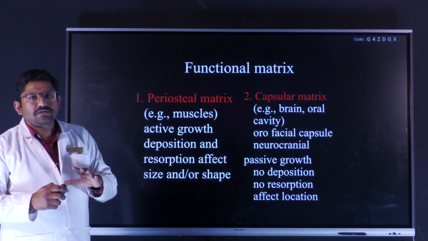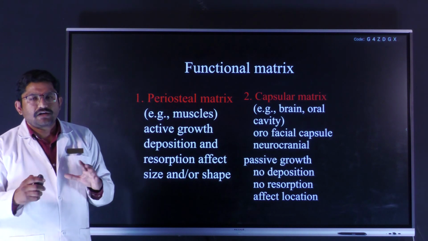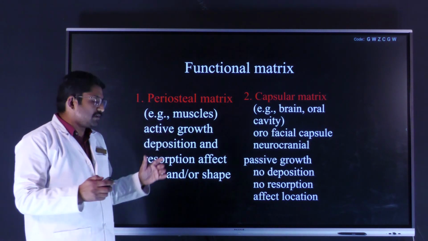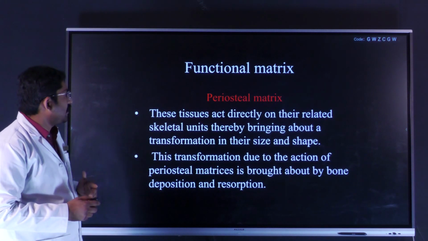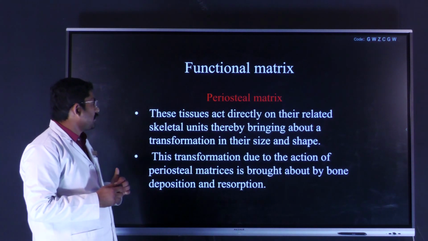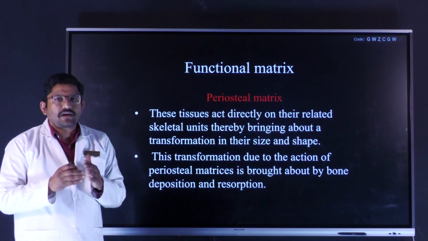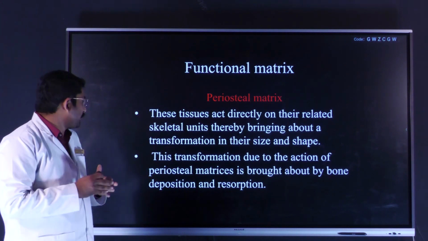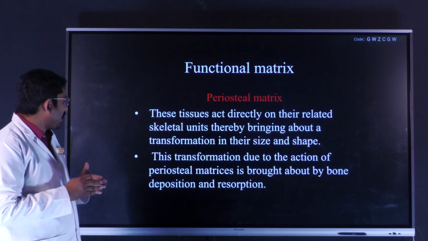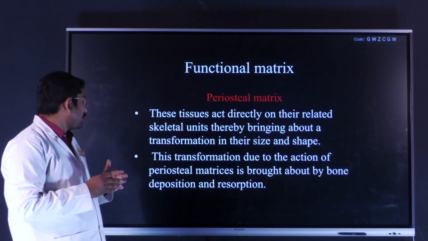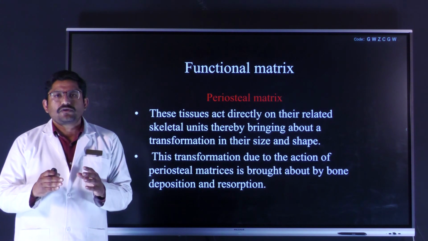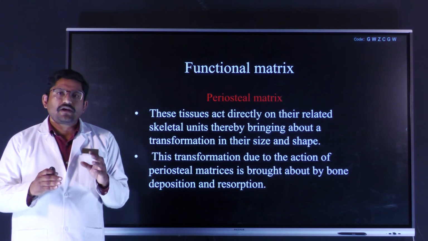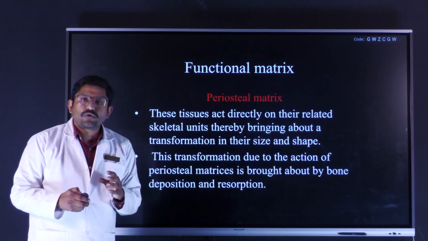The growth in the skeletal structures is secondary to the functional matrix. Now the periosteal matrix, the tissues act directly on the related skeletal units, thereby bringing about a transformation in their size and shape. This transformation, due to the action of periosteal matrices, is brought about by bone deposition and resorption. This process of bone deposition and resorption is called bone remodeling.